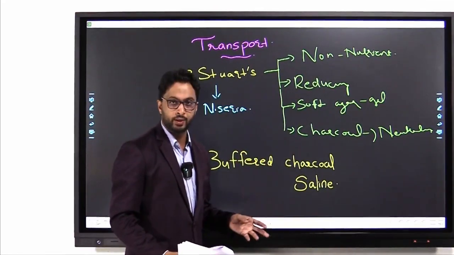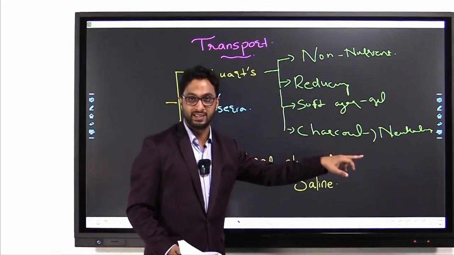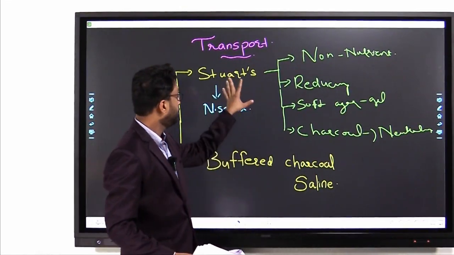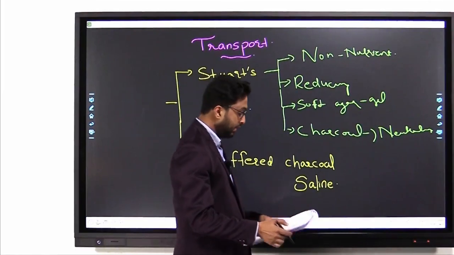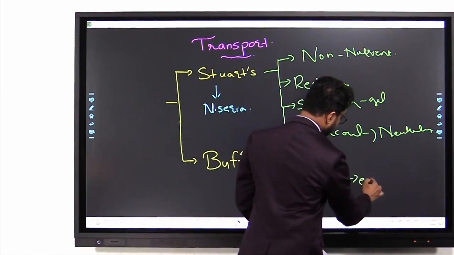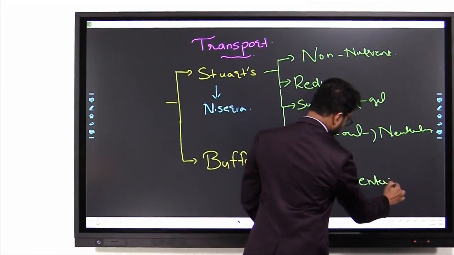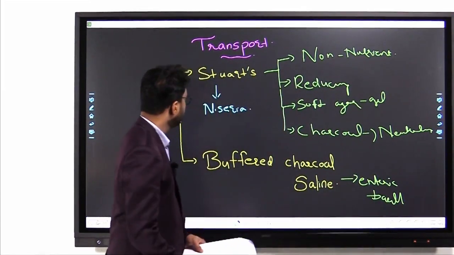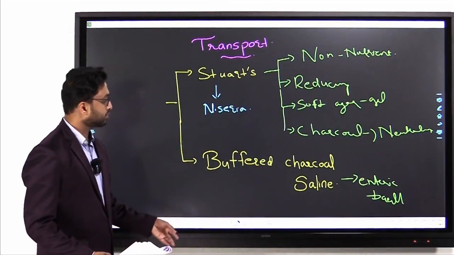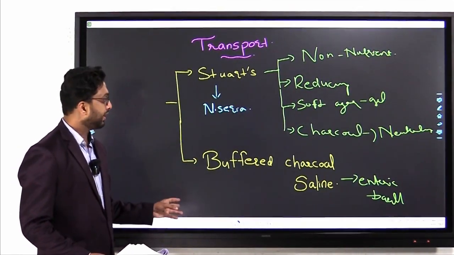If you know it's a non-nutrient media and it contains charcoal as a neutralizing agent for bacterial inhibitors, you know Stewart's media. Buffered charcoal saline, just know the example, and it's used for enteric bacilli. That is those bacilli in the intestine. Just know this much. Okay, enteric bacilli. So two transport media: Stewart's and buffered charcoal saline.